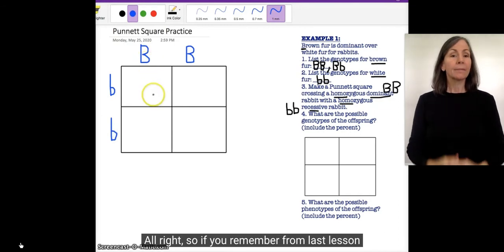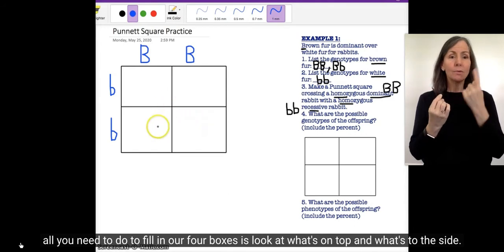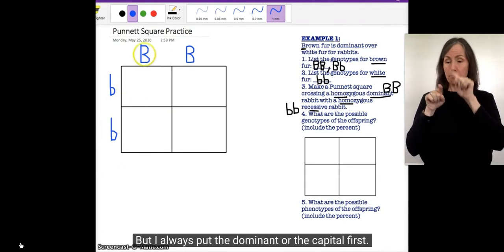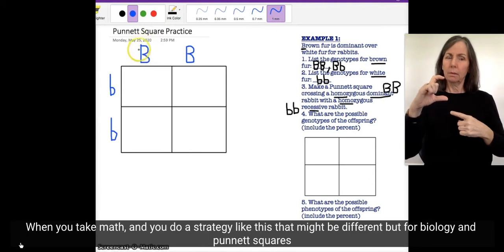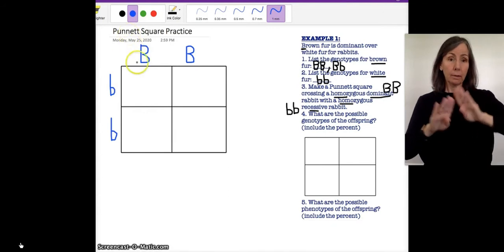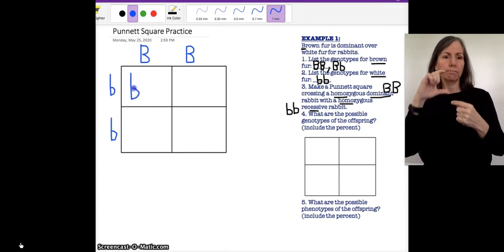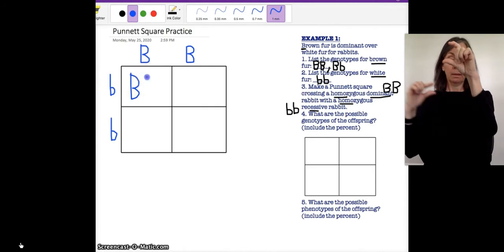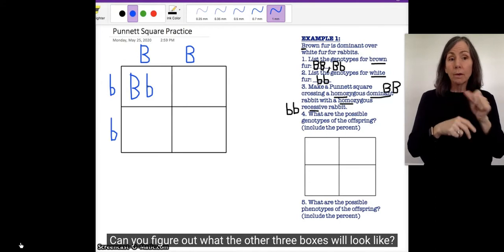All right, so if you remember from last lesson, all you need to do to fill in our 4 boxes is look at what's on top and what's to the side. But I always put the dominant or the capital first. When you take math and you do a strategy like this, that might be different, but for biology and Punnett squares, put the capital first. There's my big B. There's my little b. Can you figure out what the other 3 boxes will look like?